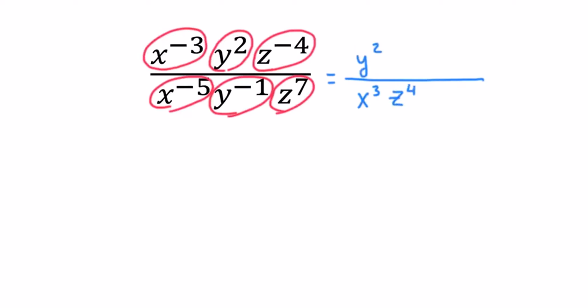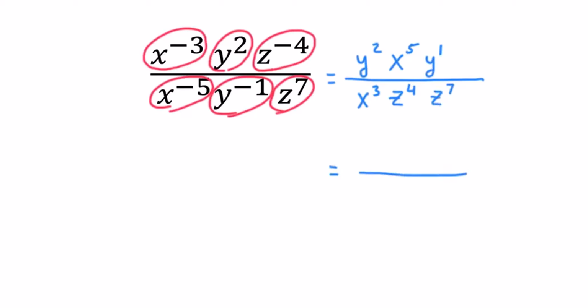Now let's start with the bottom. X to the negative 5, negative exponent, so move it back to the top to make it a positive exponent. Y to the negative 1, negative exponent, so move it to the top. And z to the 7th, positive exponent, we don't move it. So all the negative exponents should be gone.